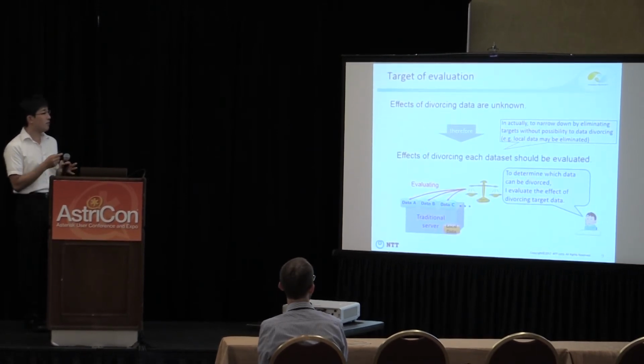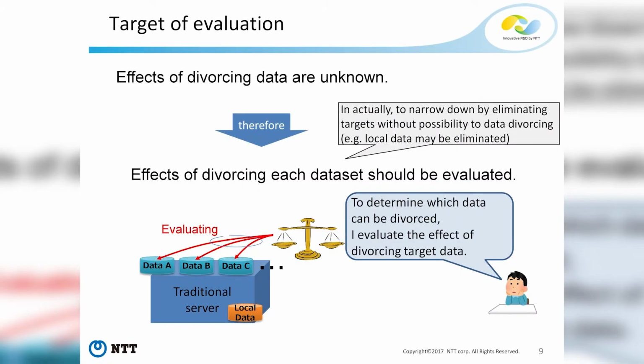However, the developer doesn't know the effect of divorcing data. So developers have to evaluate the effect of divorcing each data set. In software, there is a large amount of data. But I think the target data is global variables in C programming.